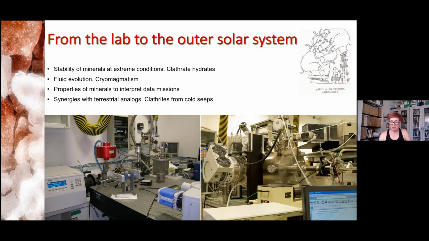In the coming slides, I'm going to show you briefly some specific cases we've studied so far concerning stability of minerals at extreme conditions, specifically about the properties and the effects of clathrate hydrates and their implications on planetology; studies about cryomagnetism in the ice moons; some studies about the properties of minerals to interpret mission data; and some studies linked with terrestrial analogs that we think are very promising.